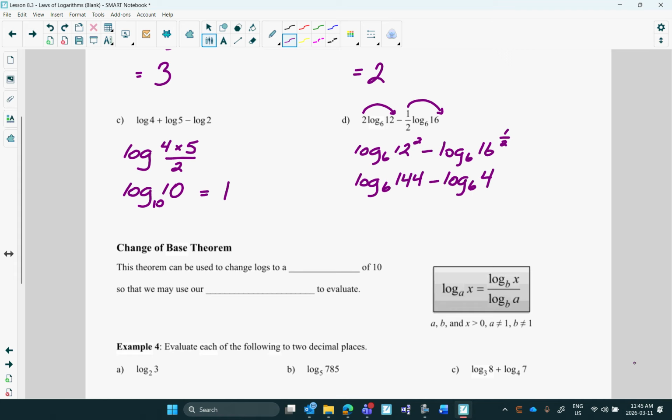And then I can write this as a single log using division. And what is 144 divided by 4? Well, what's half of 144? 72. Now half again. That's how you divide by 4. Take half again.